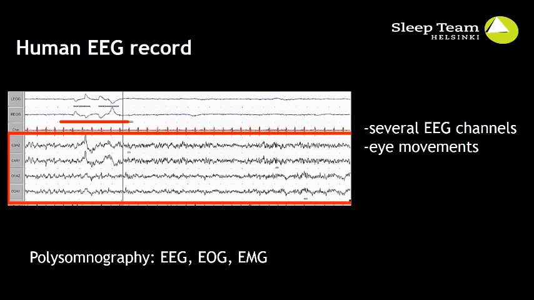EEG recording is one part of human polysomnography measurement that includes, in addition, muscle tone recording (EMG), eye movement detection (EOG), heart rate and breathing measurements, and often also snoring recording.